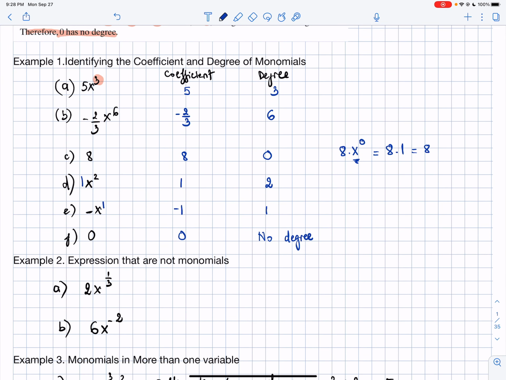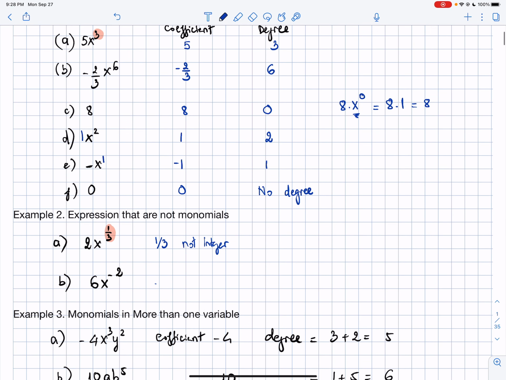Example number 2, expressions that are not monomials. They're just telling you that examples A and B are not monomials, so let's understand why. We look at this, and we can see that the power is 1/3. So 1/3 is not an integer. The integers are 0, 1, 2, 3, 4, 5. This is a fraction, so this is not an integer. By definition, the power has to be an integer.